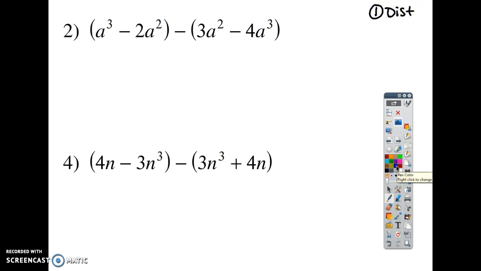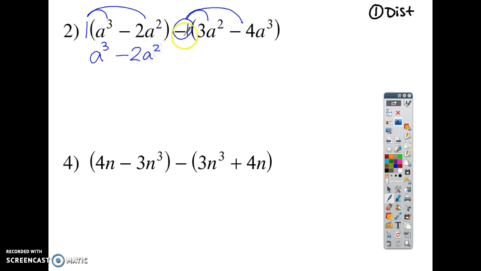So is there anything for me to distribute in problem number 2? Yes, there is. There is a negative 1 right here. Negative 1 that you need to distribute here and here. So this one is just a positive 1. It gives you the same thing back. So when you multiply these two, because 1 times anything gives you the same thing back, this is going to be a cubed minus 2a squared.